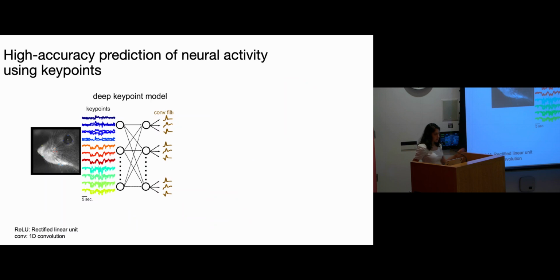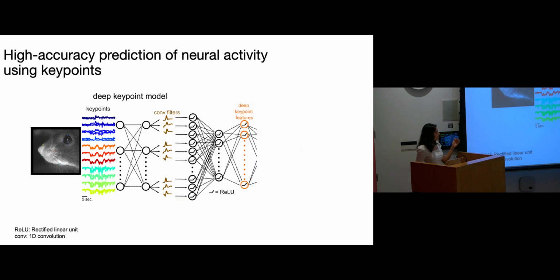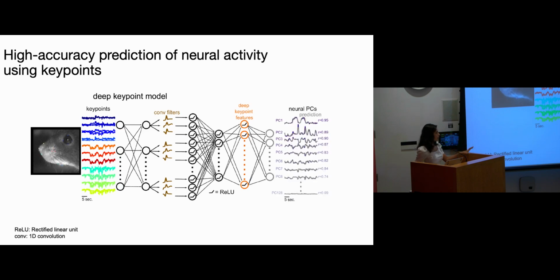To describe the model briefly, the input layer takes the different key points' X, Y positions. And as I mentioned earlier, with the linear model, we didn't have any temporal information. So the 1D convolution filters integrate some temporal information over time. And after a few latent or hidden layers, and also adding nonlinearity to this model, which helps in the prediction, we get our output neural PCs.